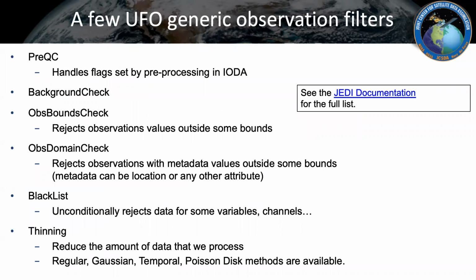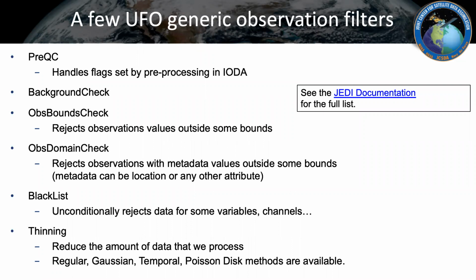So we have increasing numbers of filters that are available to UFO, and this is an area in JEDI where we're regularly trying to develop new techniques that we can distribute among end users. So for some of the traditional ones, we can of course filter based off of upstream flags. That's called pre-QC, where some upstream data source has already flagged its observations and we can just import it into JEDI. We can also do things like restrict the domain, the spatial or temporal domain of our observations, or we can filter based off of variable values and so on.